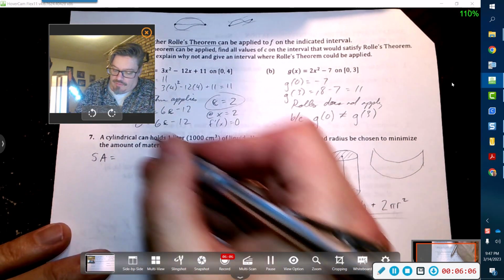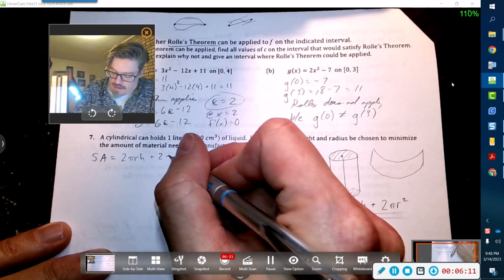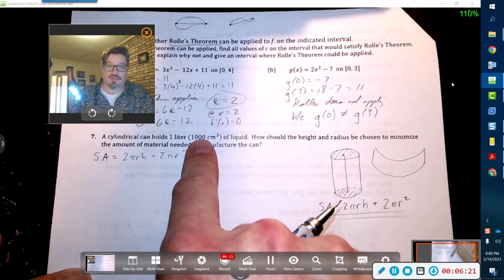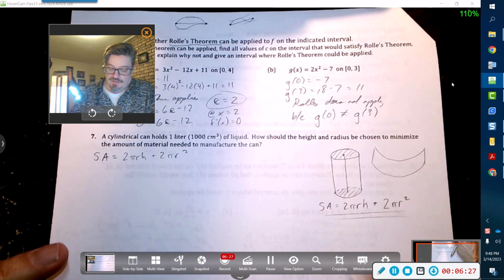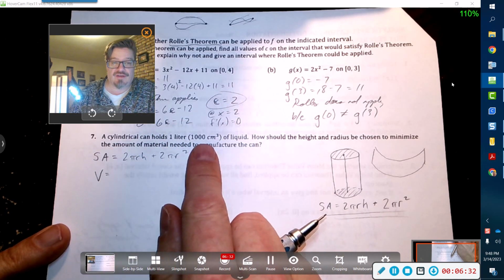So anyways, we're going to recopy this guy over here, even though we wrote it over there. We want to minimize this guy, so that is what we will be taking the derivative of. It's got two variables, so we're going to use this information to get rid of one of the variables, and it's going to be the height. It's just better that way. So we're going to now do the volume of this guy, because that's our given information.